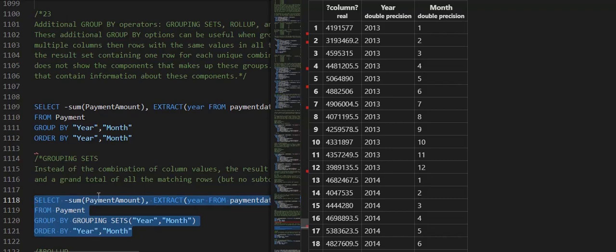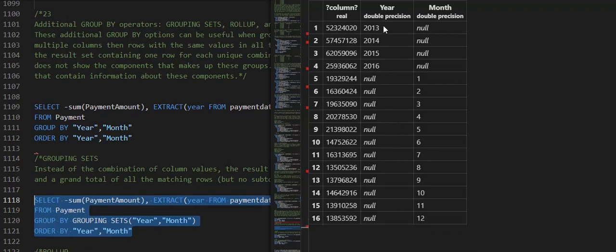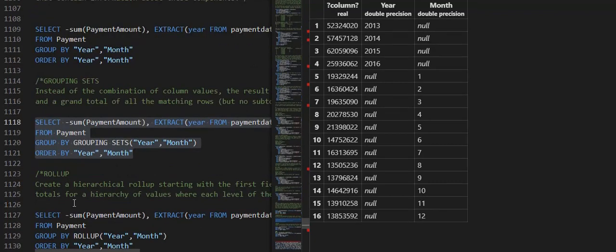So here's a grouping sets, and when I run this, notice here that I'm getting the total payments in the different years and the total payments in different months independently of what year it is. So it's almost like I'm running two different aggregates and then uniting those results together. The next one is a rollup.